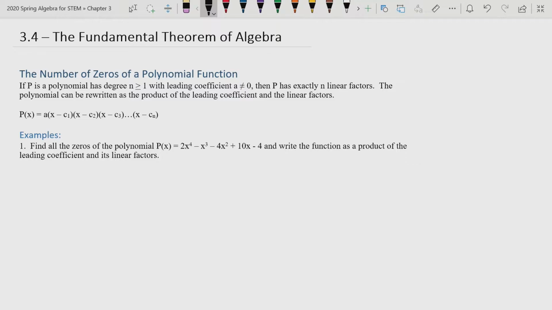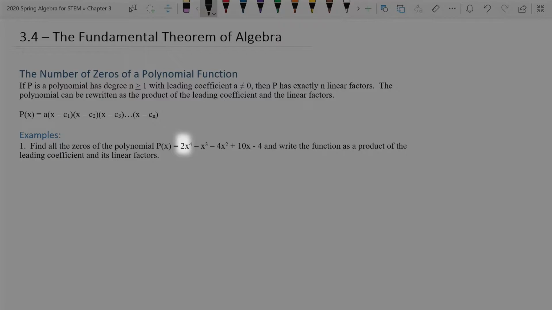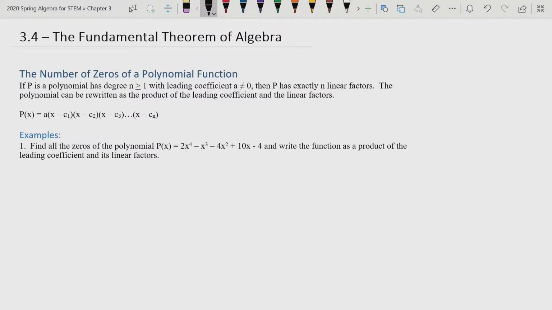Let's do an example. Let's find all the zeros of this polynomial and write the function as a product of its leading coefficient, 2, and its linear factors, whatever they are. To do this, we'll start with the rational root test to give us a list of possible rational zeros. We'll use synthetic division to see if they work, and if so, that will give us a reduced polynomial to work with. The rational root theorem is the p over q theorem.